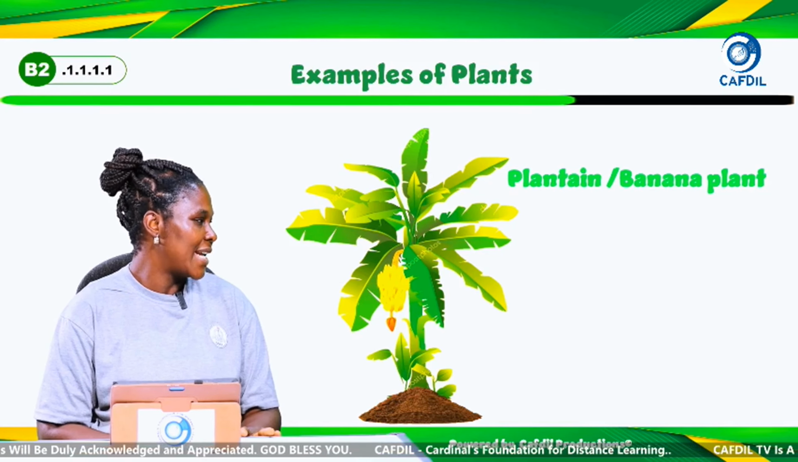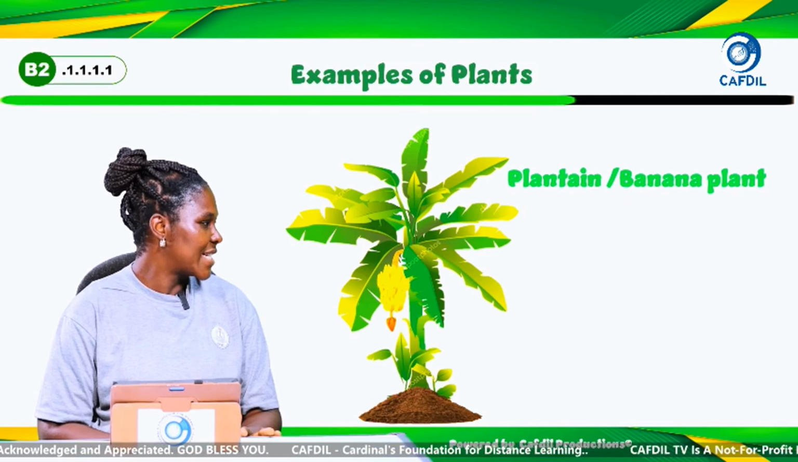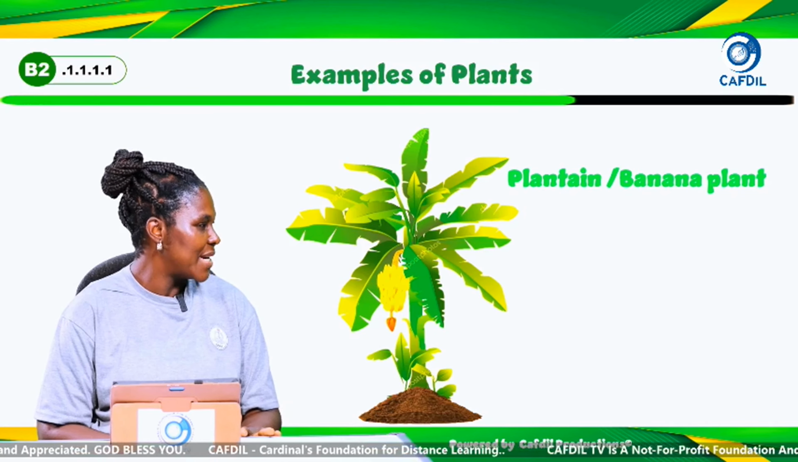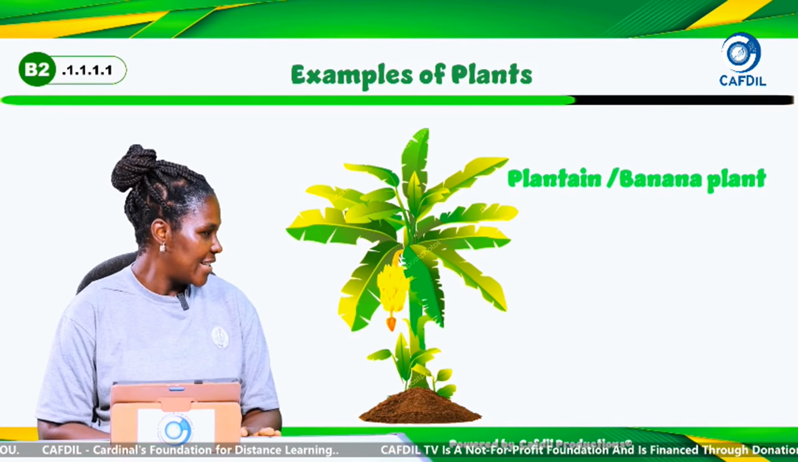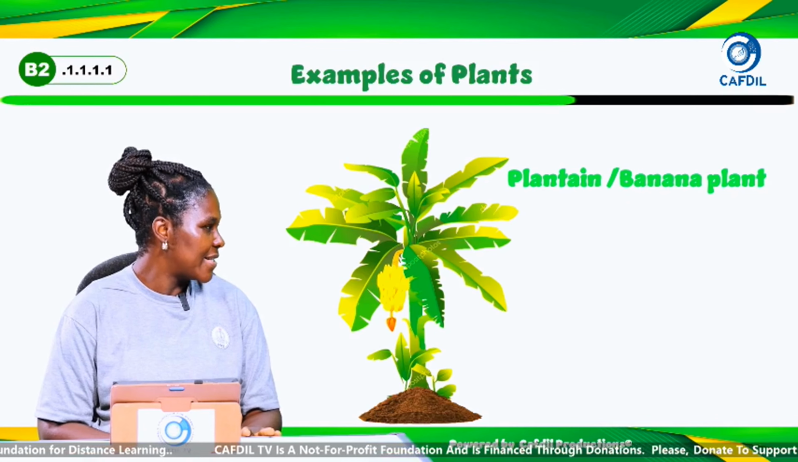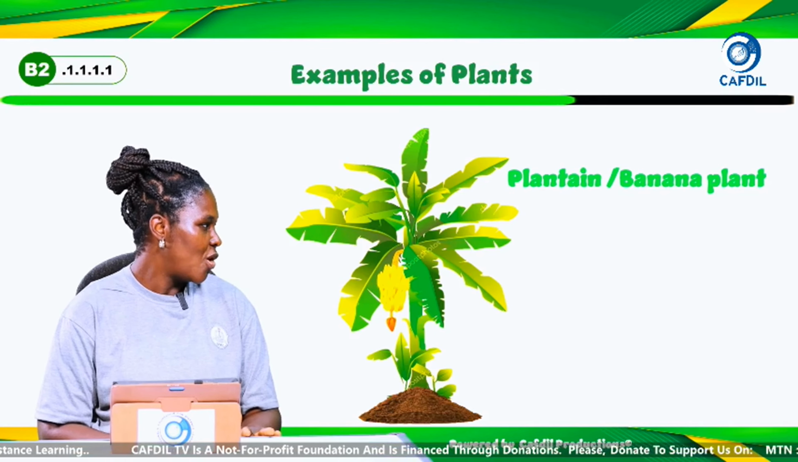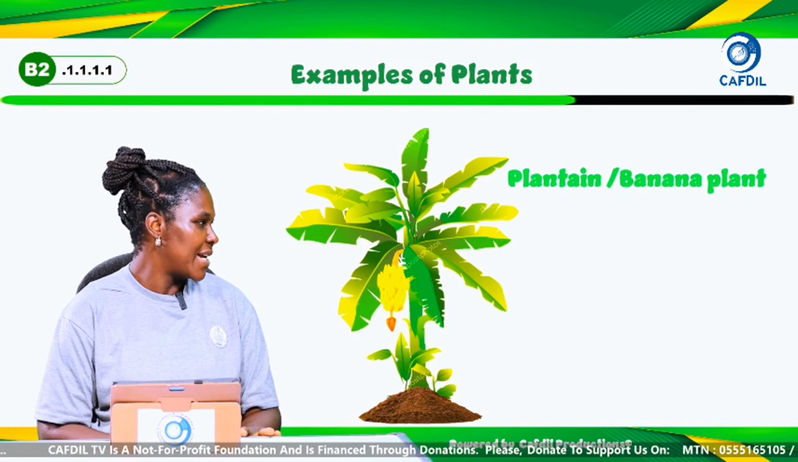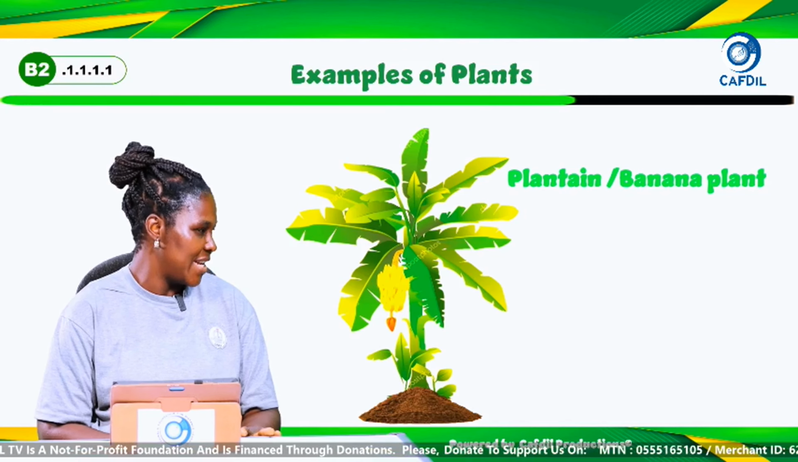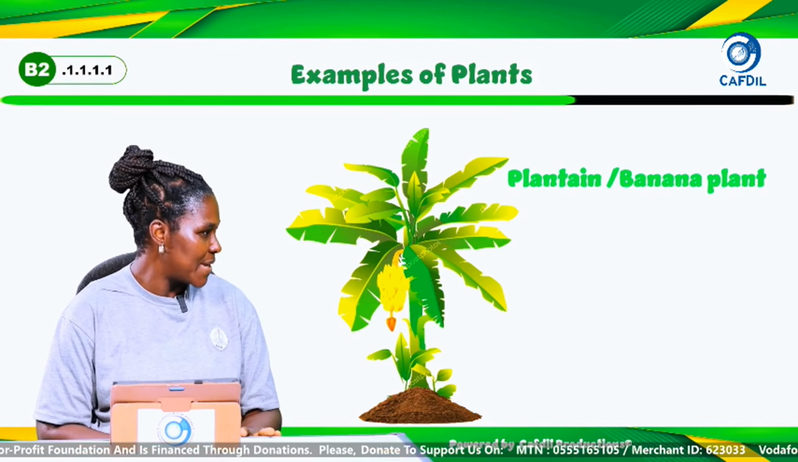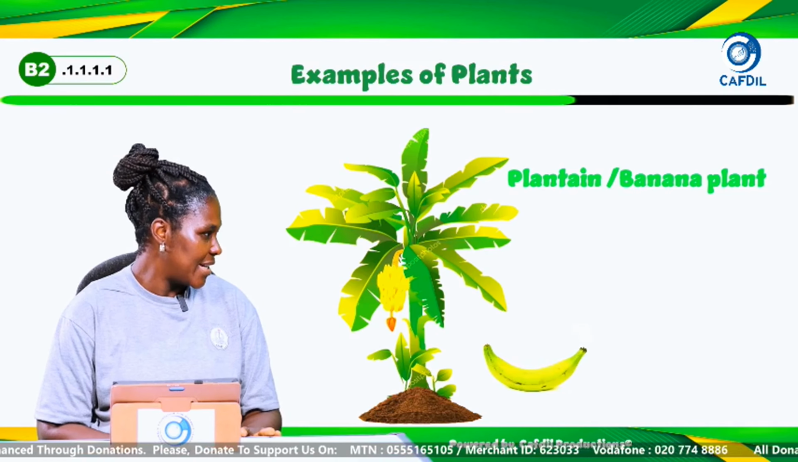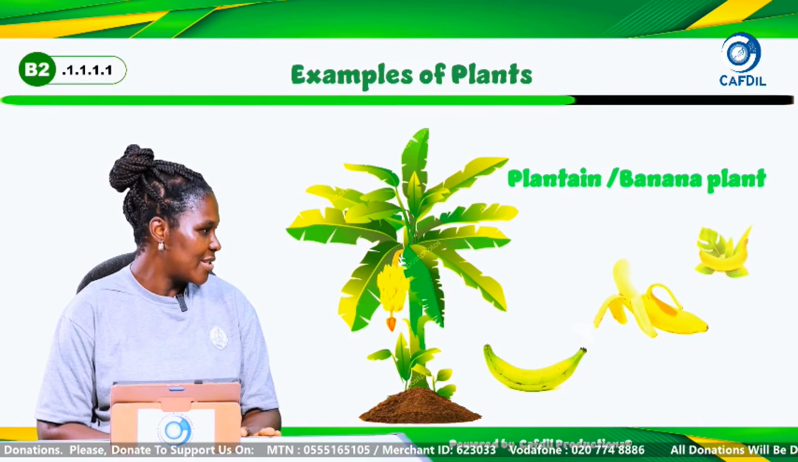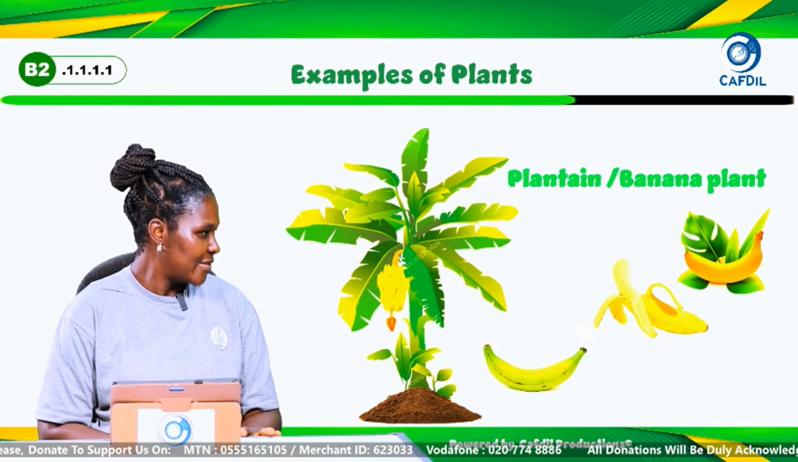Plantain or banana plant. It can be plantain, it can be banana. The plants look alike. Yes, there's a slight difference between them. The banana plant has whitish on the leaves, but for the plantain, the whitish ones are not many. Good. So this is plantain or banana plants.